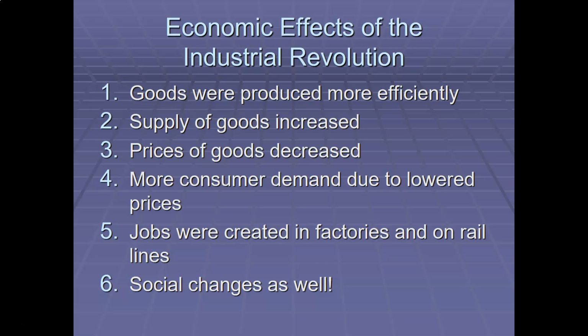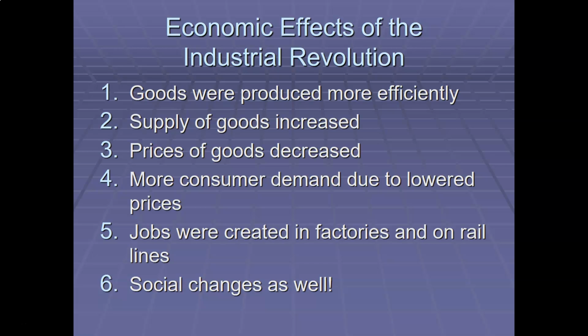All right, now we need to talk about the economic effects of the Industrial Revolution. One, goods are being produced more efficiently. We can see that with just the production increase, looking back on the last slide with textiles and cotton. Two, supplies of goods are increasing. If you're producing more efficiently, you're going to have more supply. Three, if you have more supply, the prices are going to go down. Four, you're going to have higher demand from the consumer at all levels if prices are going down because they can afford it. It's more readily available to them.